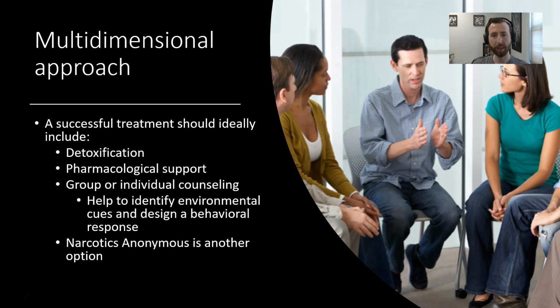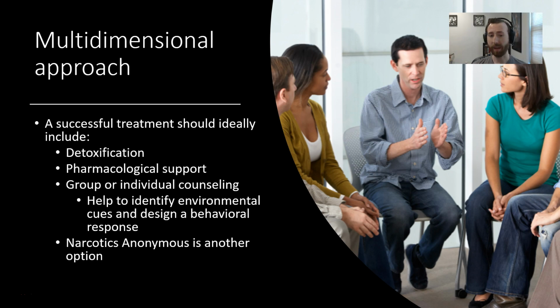widespread use. So just a word on what a feasible approach might be: you might notice a lot of the stuff that we're talking about doesn't involve a traditional therapy, but what we know is that a multidimensional approach is best. Successful treatment should include a detoxification period, pharmacological support to help deal with withdrawal and craving, and group or individual counseling to help identify environmental factors, behavioral issues, etc., and help to form a behavioral plan that can help the addict recover.